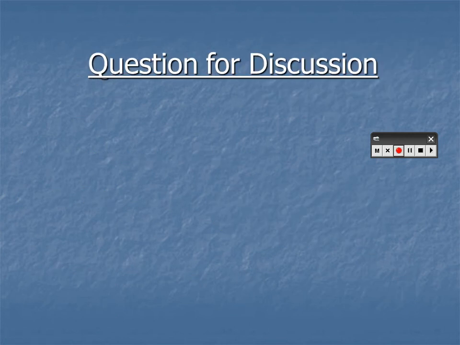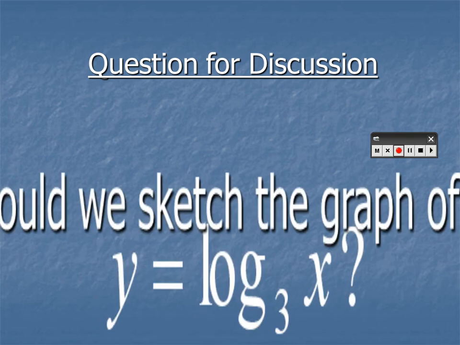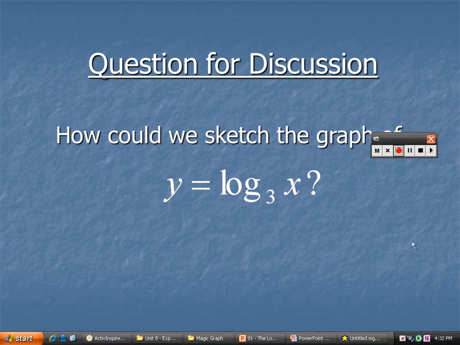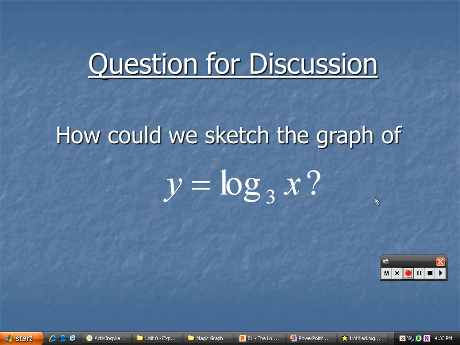Question for discussion. How do we sketch the graph of log base 3 of x? I think it's very important to understand that we're talking about the inverse. Now there's multiple answers to this, and we'll talk about a lot of this in the chapter, and the method you use for tonight's homework might be different than the method you use by the end of the chapter. I'd argue that when I see log base 3 of x at this point, I wouldn't graph this. I would graph y equals 3 to the x.